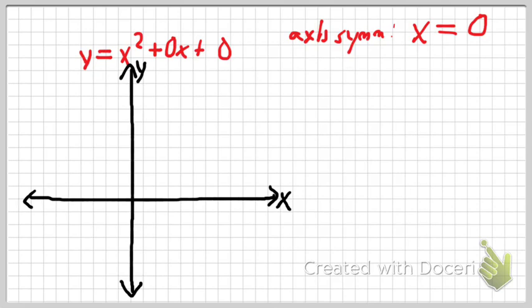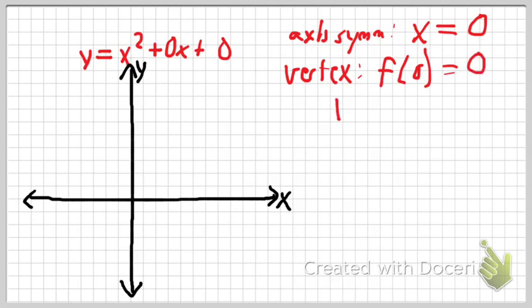Alright, and then as far as the vertex goes, well, we're going to plug in 0 into the function, and that's just going to give us y equals 0 squared, which is 0. So the vertex is the origin. So I'll go ahead and plot that here.